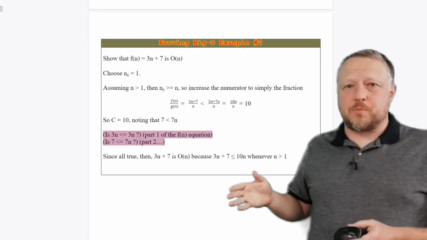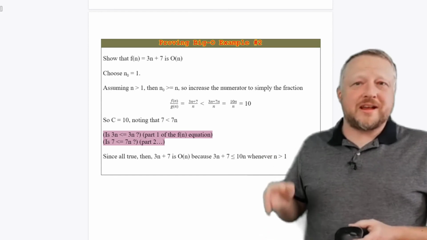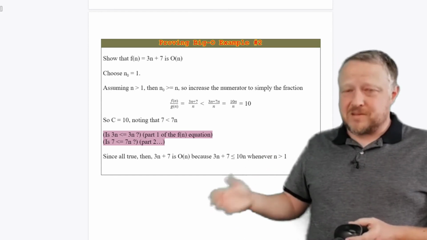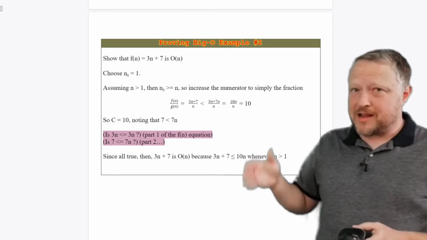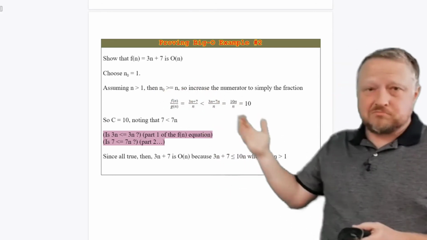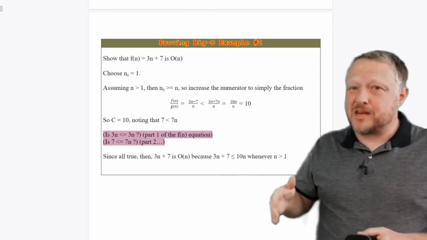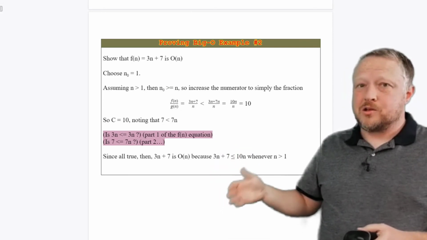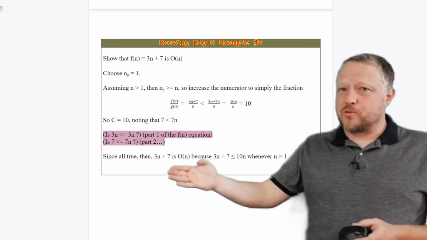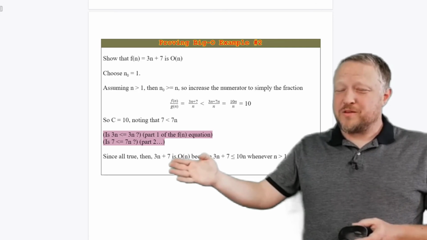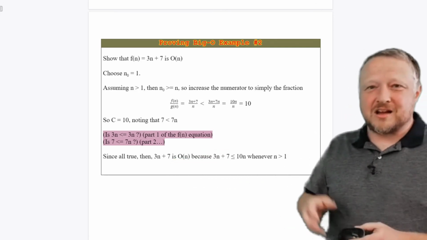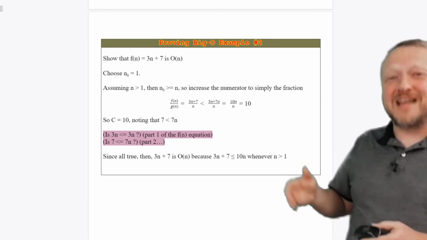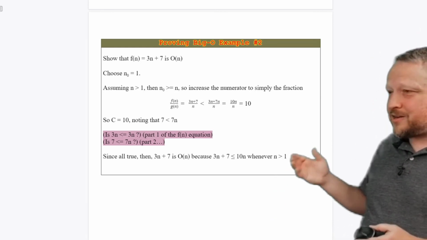So now we check the parts. Is 3n less than or equal to 3n? Yeah. Is 7 less than or equal to 7n? Now remember, n's going to be greater than 1. So it's at least going to be equal, if not greater. So that's going to work out. So 3n plus 7 is going to be big O of n, because 3n plus 7 is less than or equal to 10n, wherever n is greater than 1.